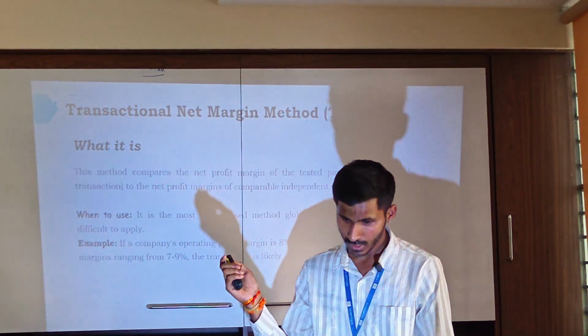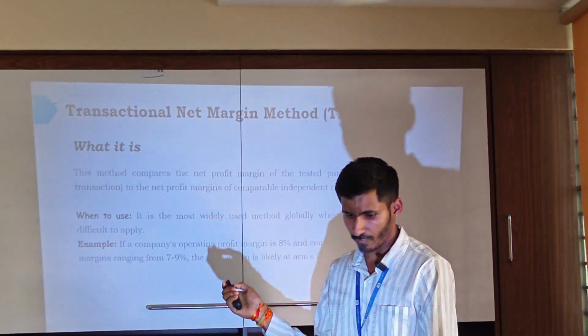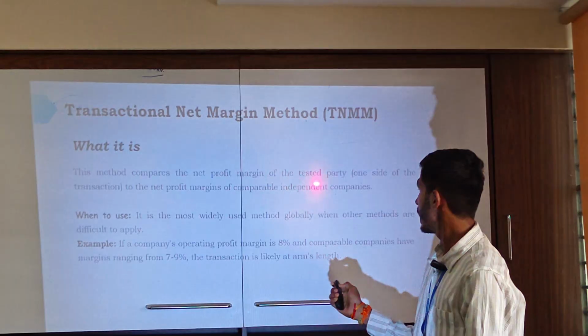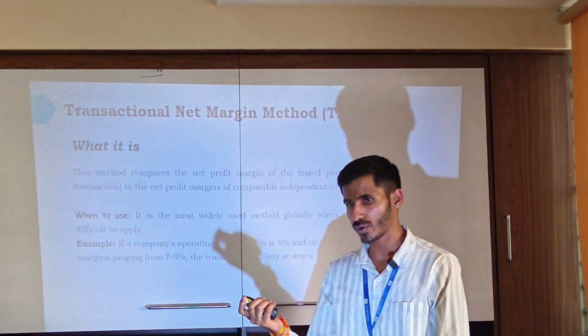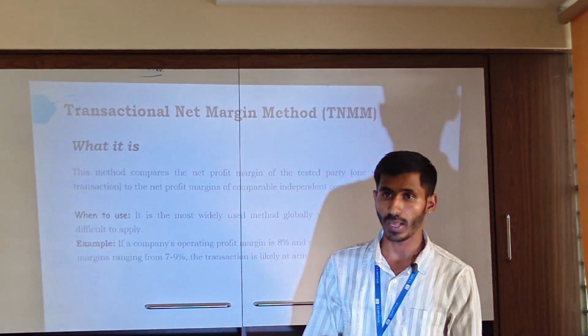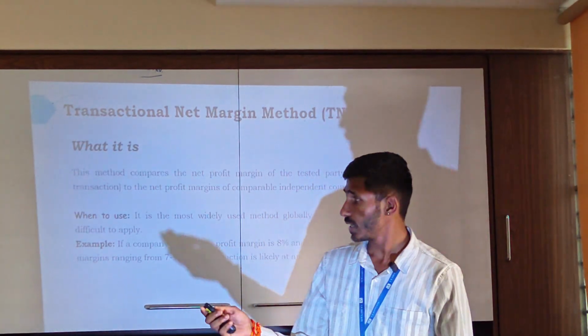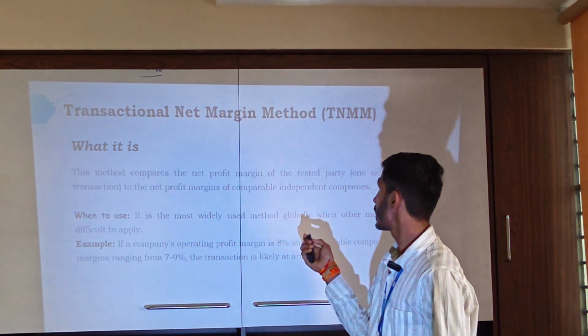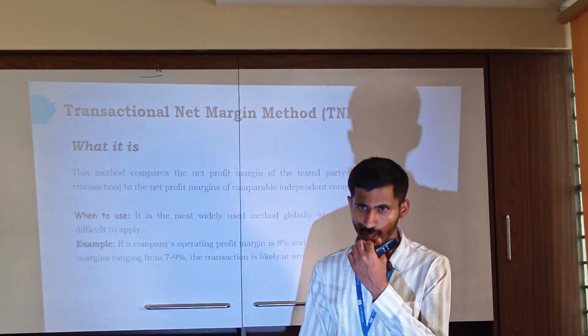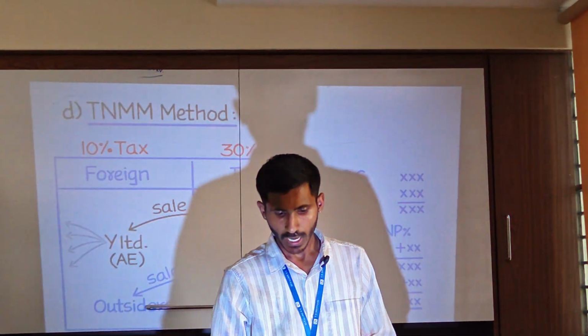One side of the transaction to the net profit margin of the comparable independent companies. So when are we going to use this? If other methods are difficult to apply and reliable data is available, then we will apply the transactional net margin method. We will also understand this with an example.